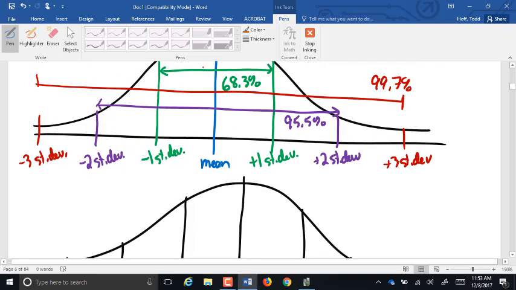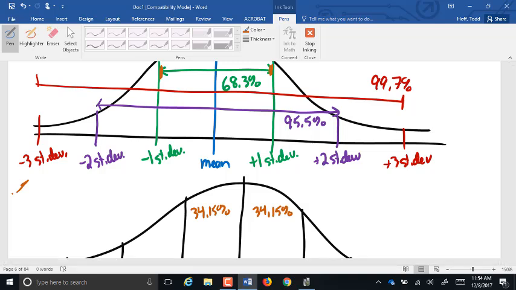Up here we said 68% was within 1 standard deviation of the mean. Well, this curve is symmetrical, which means that's split evenly. Half of 68 is 34.15%. So 34.15% of the data in any normally distributed set of data is between the mean and 1 standard deviation on either side.